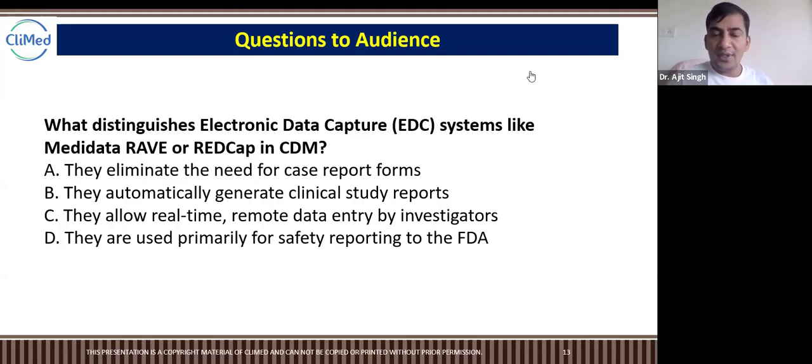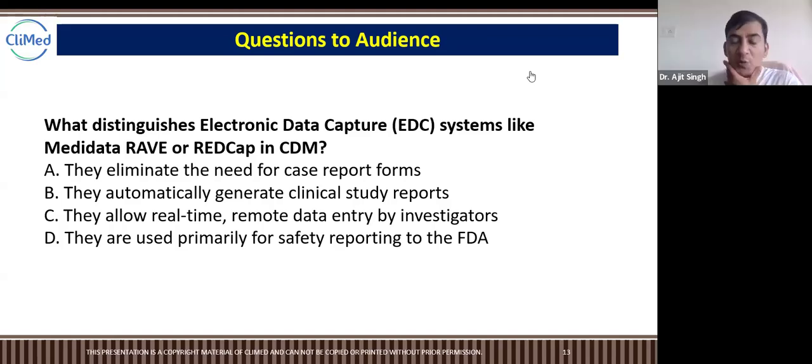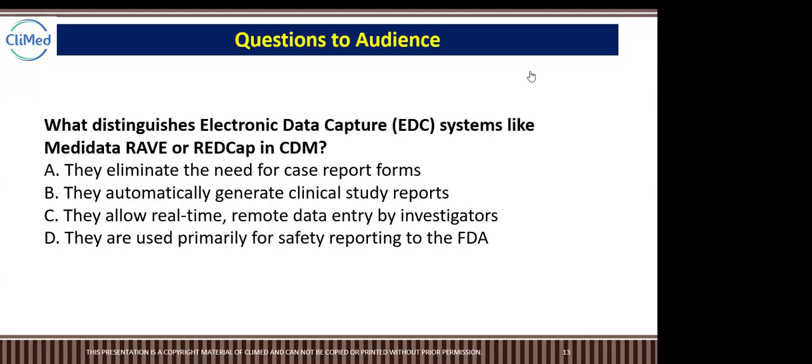How many of you have known the electronic data capture systems, EDCs? How many of you have worked with EDCs before? We'll discuss this question first. Anyone who has worked on EDC before? What was your project and which project did you do? Tell me, guys.